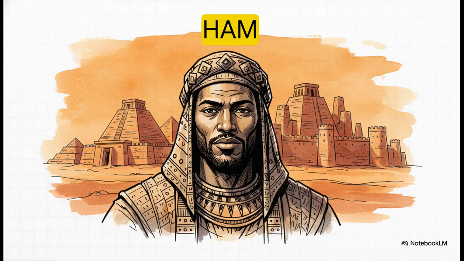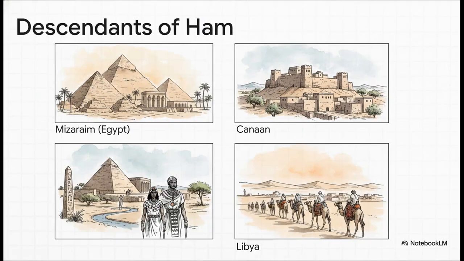Okay, on to son number 2, Ham. His descendants, well, they're tied to some of the biggest and most powerful empires of the ancient world. We're talking major players here. And look, these aren't just random names on a list. These represent entire civilizations. From Ham's line, you get the ancestors of the people in places like ancient Ethiopia and Sudan. You get the mighty Egyptians, the Libyans, and the people living in Canaan. This is a family of empire builders for sure.